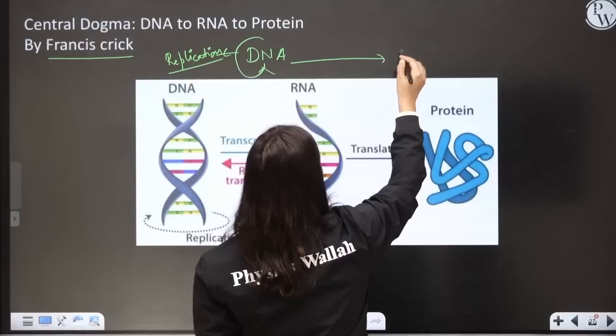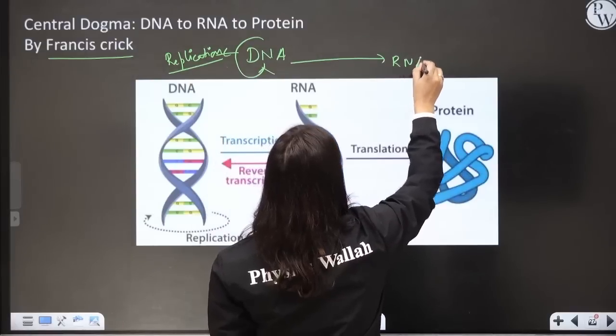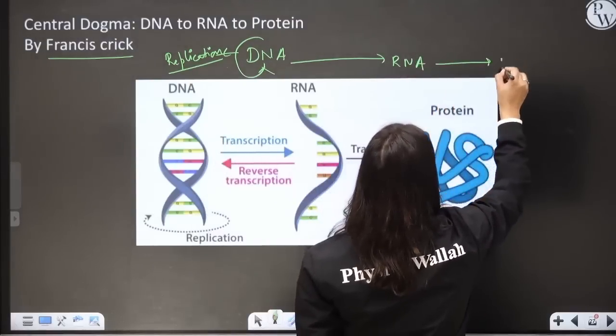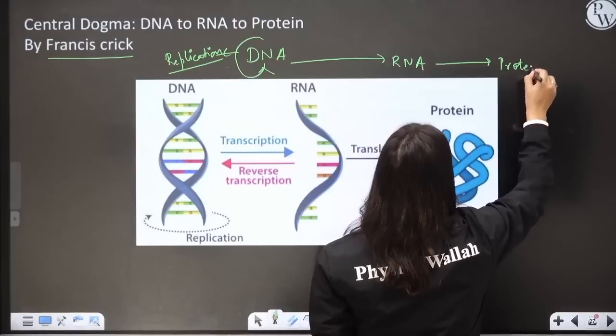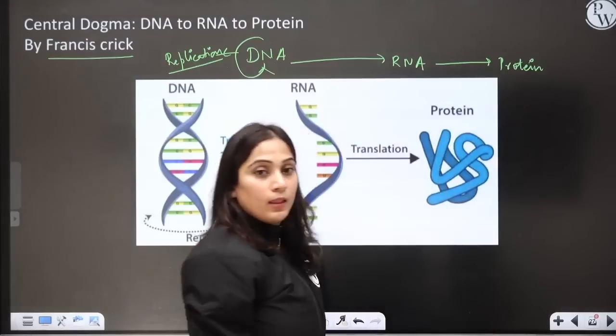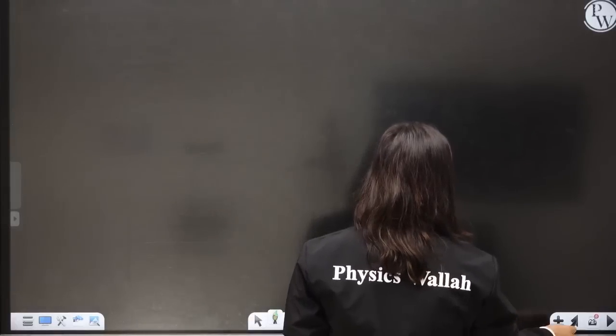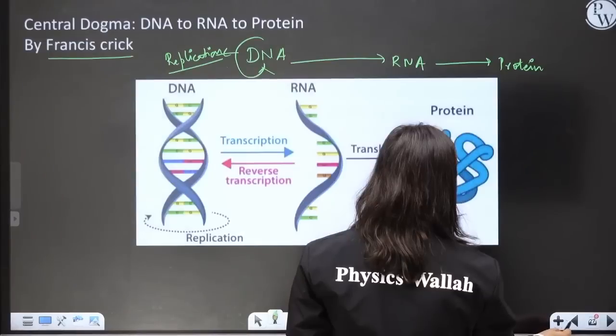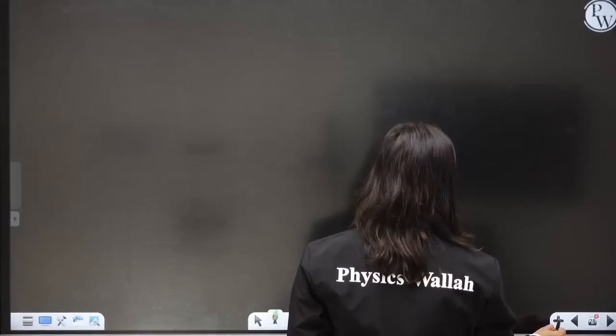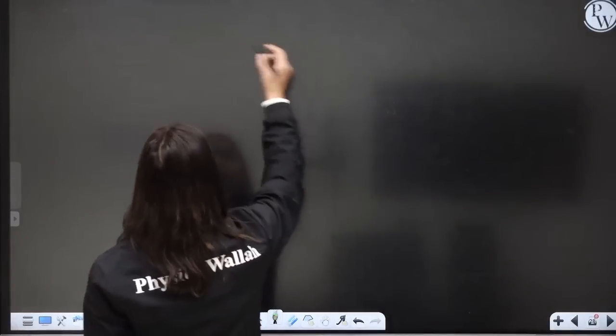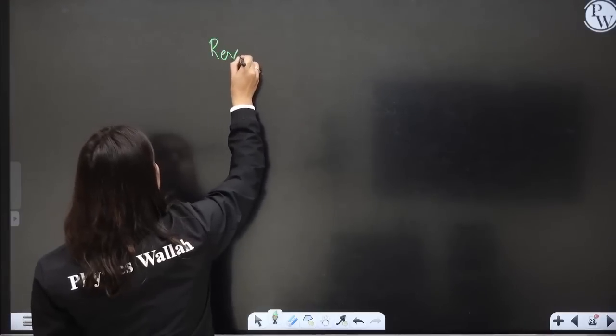Then DNA transfers its information to RNA, that is transcription, and RNA transfers its information to protein, that is translation. Okay, and one more thing is given in NCERT, and that is beta. Yeah, that is reverse central dogma.